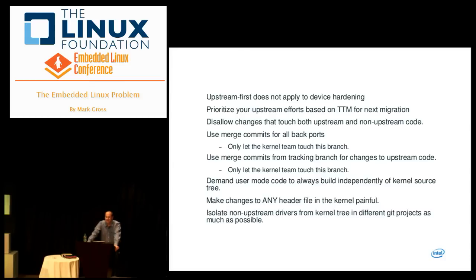You need to avoid changes that touch both upstream and non-upstream code concurrently, at least in the same patch. Try to use merge commits on backports. You try to use merge commits for changes to core kernel code or upstream code, so that you can have more natural auditing of what needs to be pulled forward. Make sure that user mode always builds independently of a kernel version, because you don't want test blockers based on compiling, and you don't want test blockers based on header files either, so make header file changes painful or expensive.